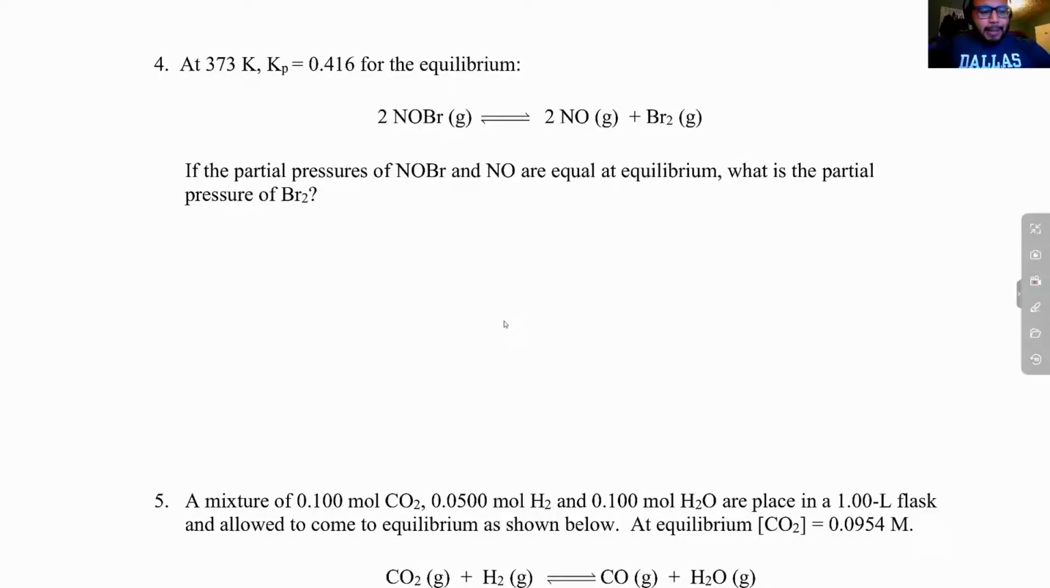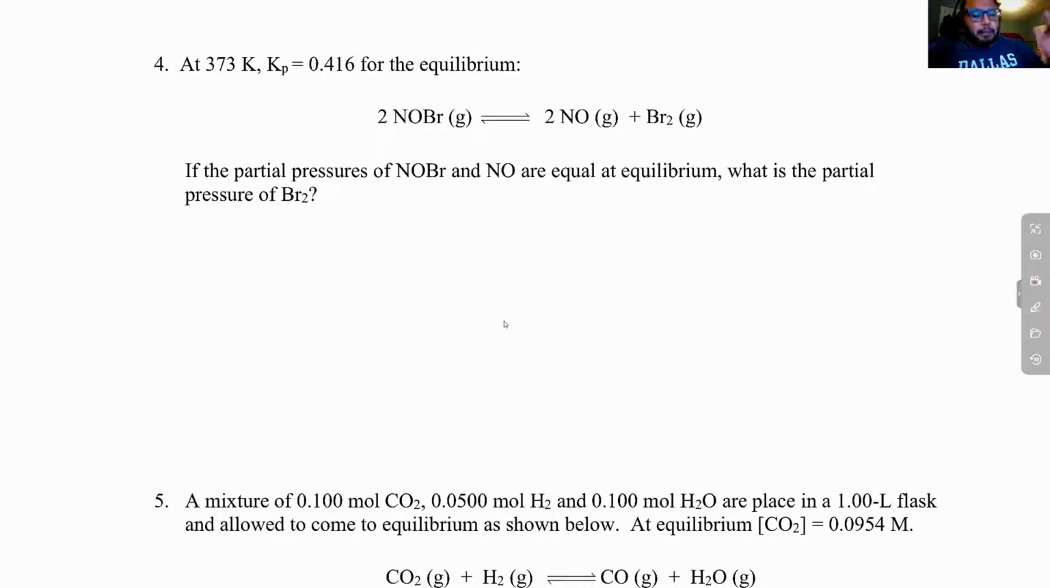Okay, guys, so this is number 4 on the chapter 15 review. We are given a problem where we are given the Kp and the temperature, and if the partial pressures of NOBr and NO are equal at equilibrium, what is the partial pressure of Br2?